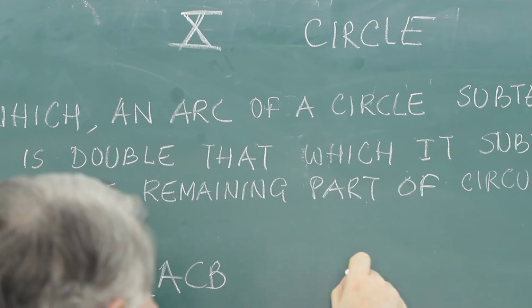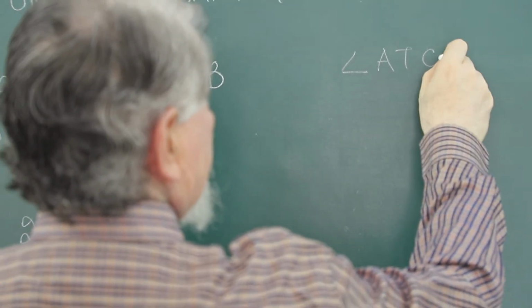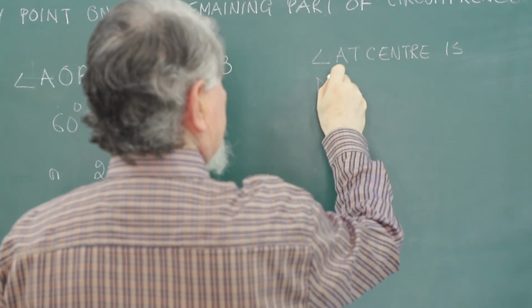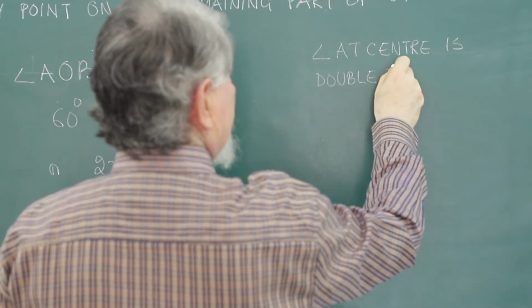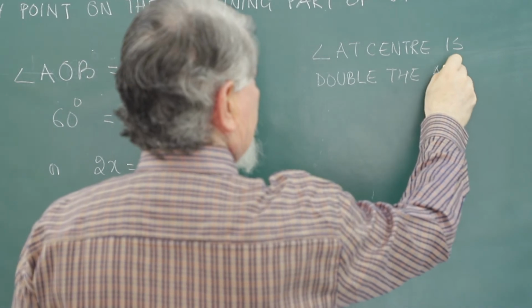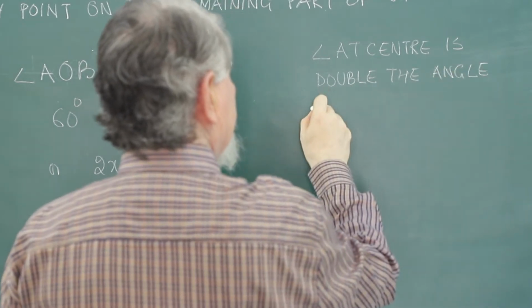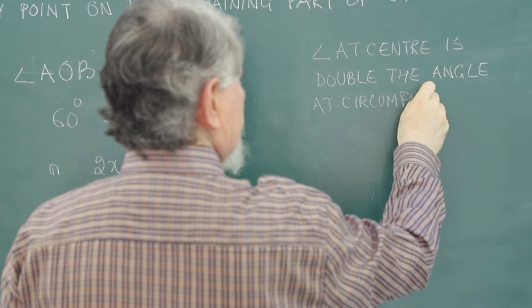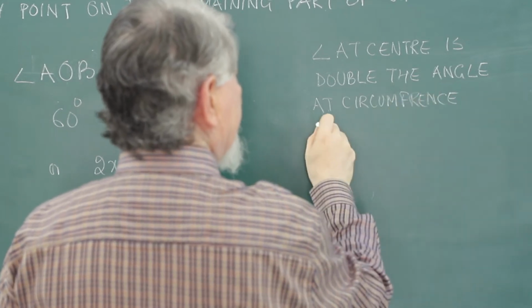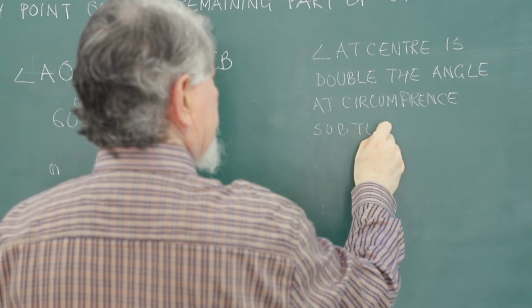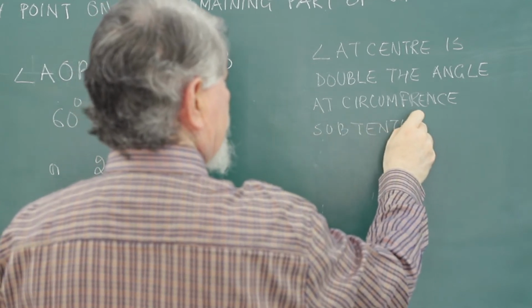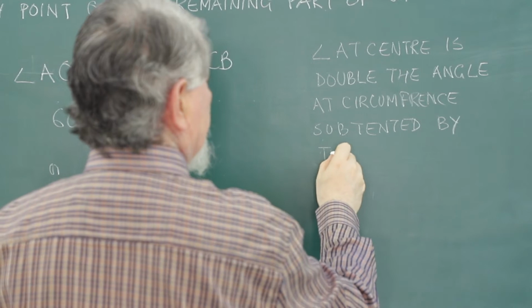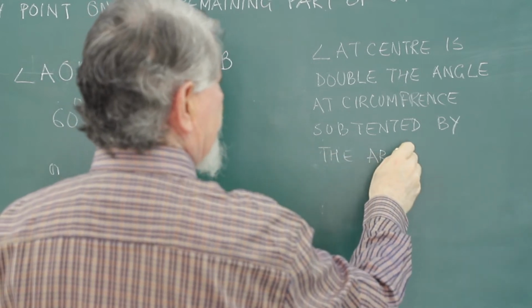The reason is: angle at the center is double the angle at the circumference, subtended by the same arc. The arc has to be the same.